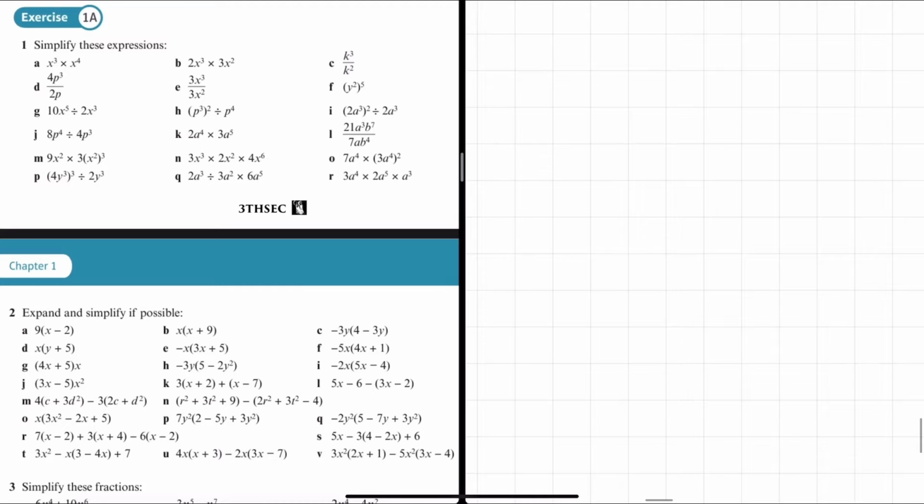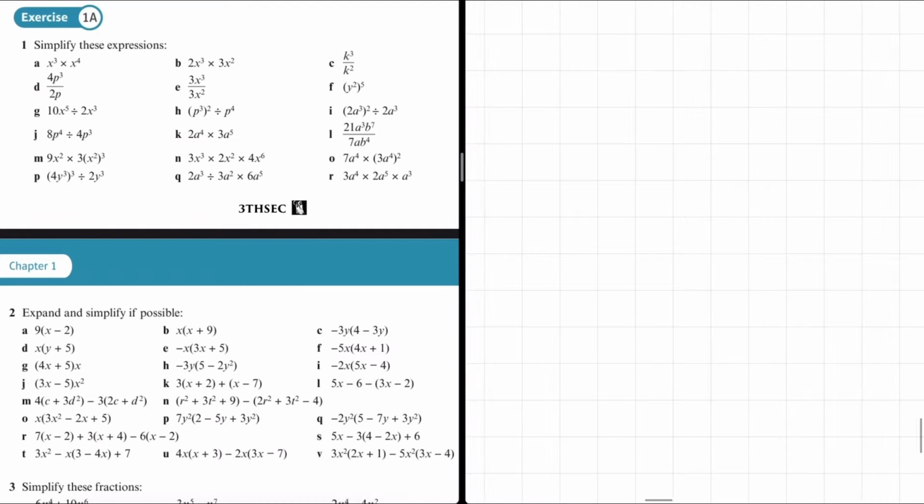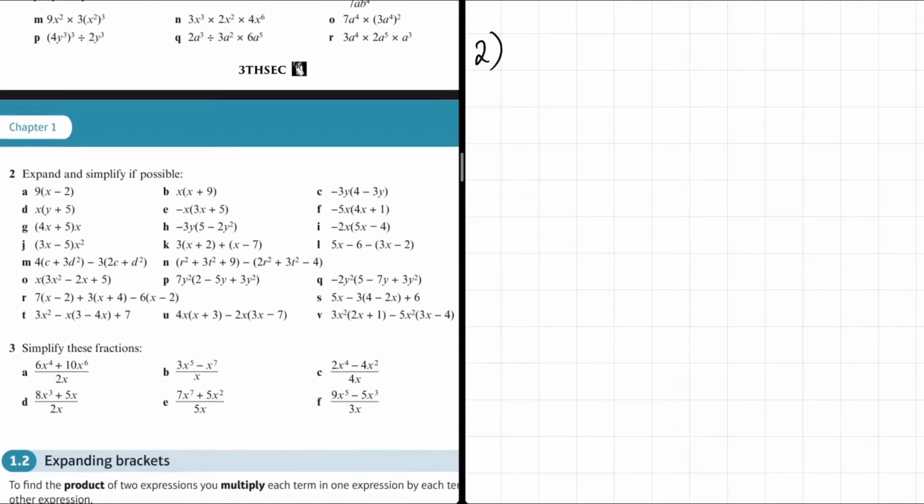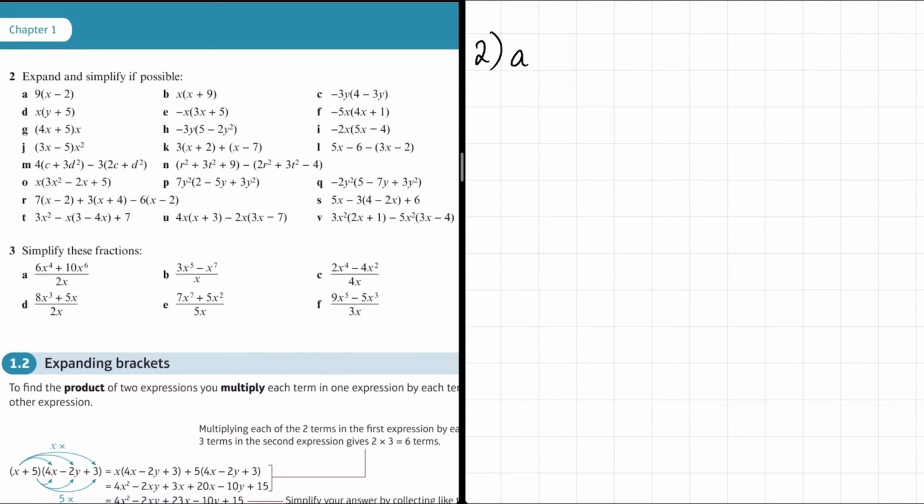Okay, moving on to question 2. Question A. Expand and simplify if possible. So 9 times x minus 2. Here we would just expand it. So 9 times x is 9x. And 9 times minus 2 is minus 18.